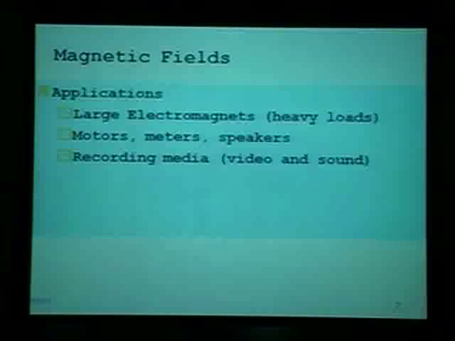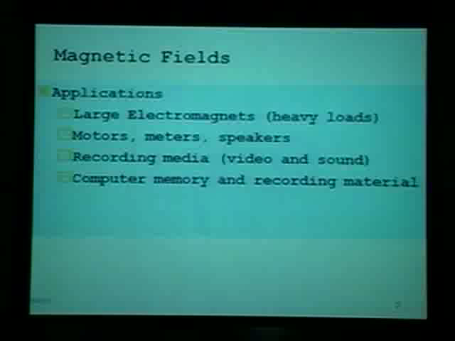Recording media: magnetic fields are used to create an impression on recording media, which can be reproduced. So you create this impression, and then you can read it later on by altering a magnetic field using the impression and enhancing the sense for storing video and sound. Digital sense. Computer memory and recording materials, same sort of thing. Being able to store information and then regain it back by reverse operation.